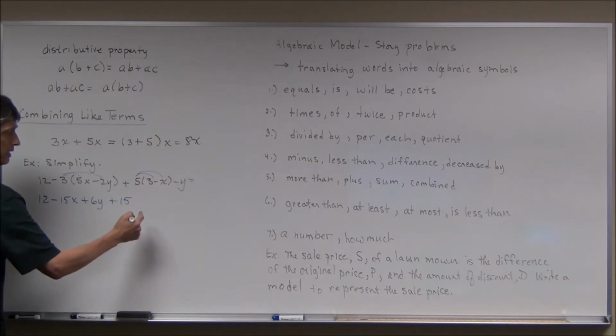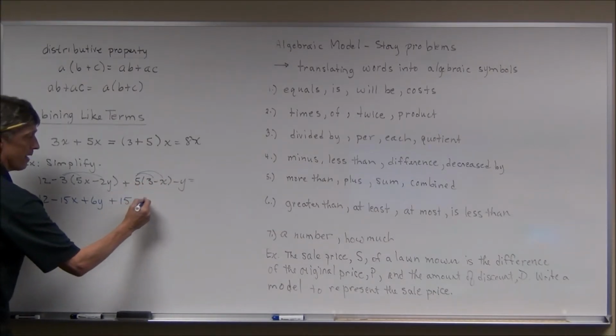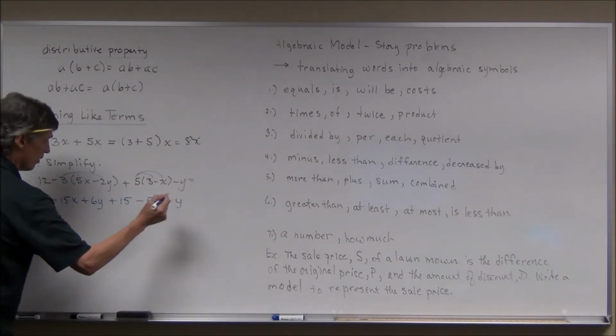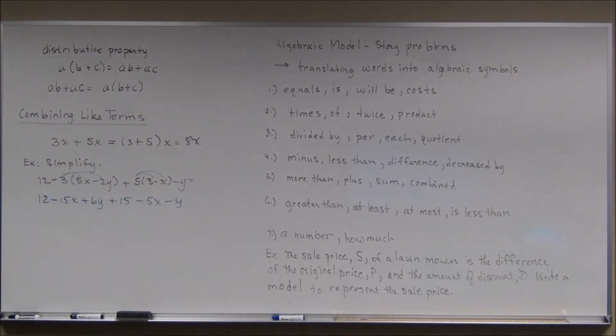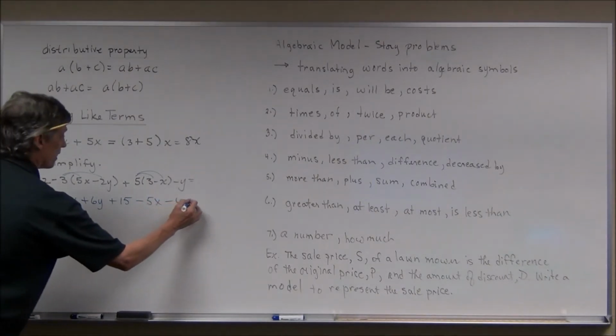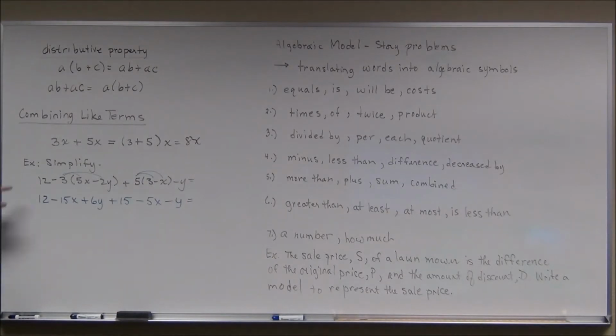Positive 5 times a minus x, positive times negative, is negative or minus 5x. And I don't multiply the 5 times the y, since it is not in the parentheses. Now I'm looking to combine like terms. I am not going to use the distributive property as I'm writing it out. I am going to use the distributive property kind of in my head and look for like terms.